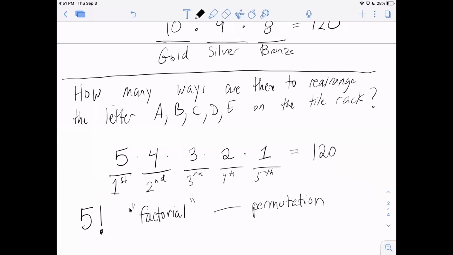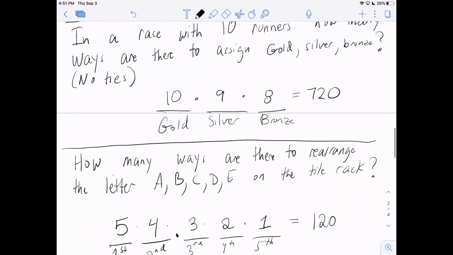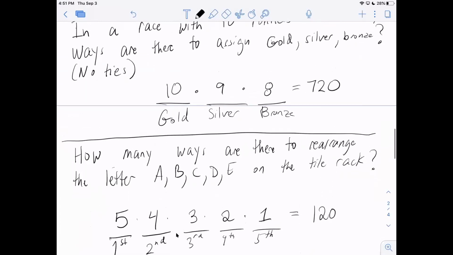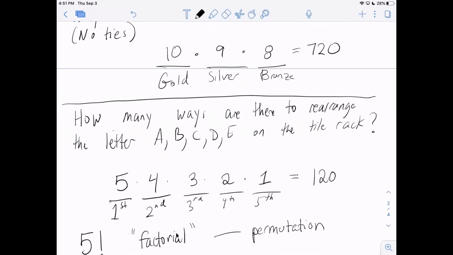Any questions on how we set this up as 5 times 4 times 3 times 2 times 1, and how it really comes from the gold, silver, bronze problem? Rather than just giving gold, silver, bronze, you're talking about the number of ways to place everybody, first place, second place, third place, all the way to last place. So it's the complete version of the gold, silver, bronze problem. Any question about this one?